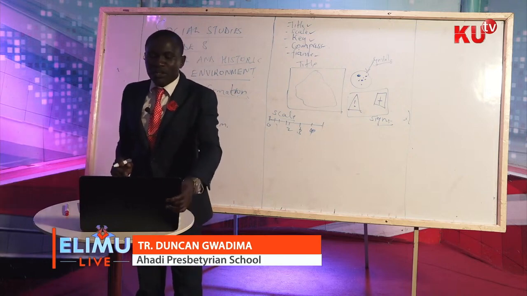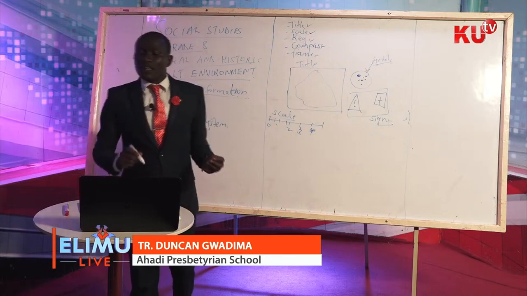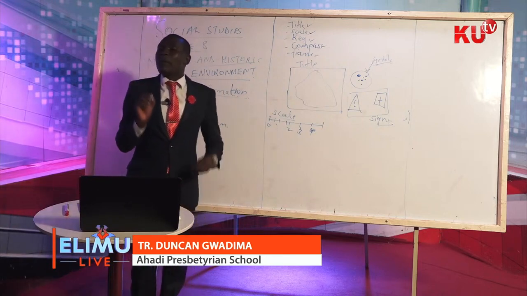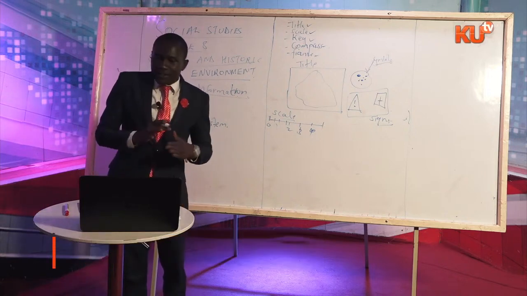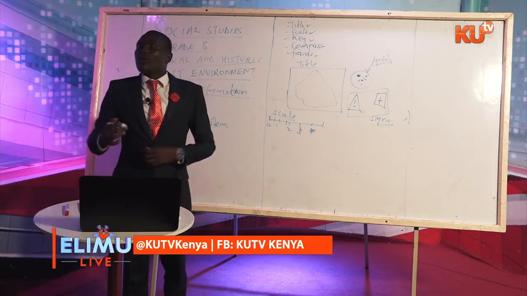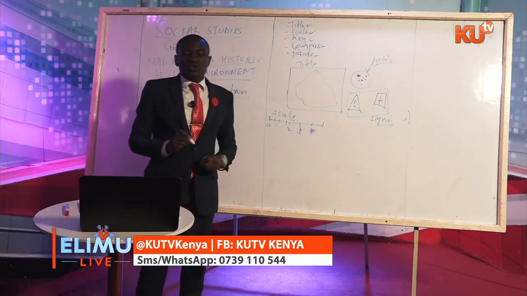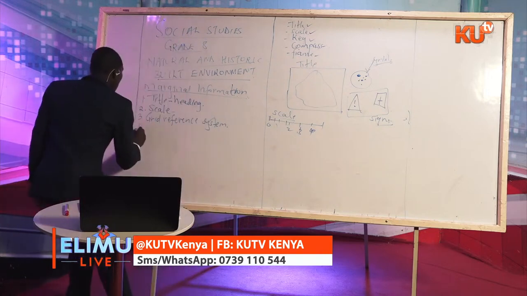The third marginal information is called latitudes. Latitudes are horizontal imaginary lines drawn on a map to show how far north is from south, or how far north or south is from one point to another. So latitudes.